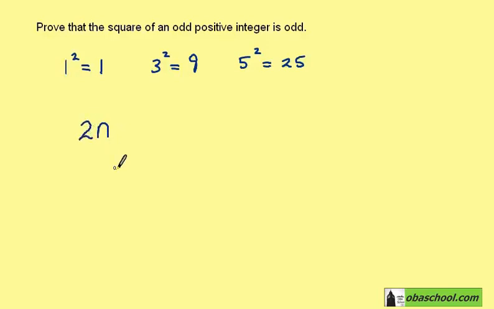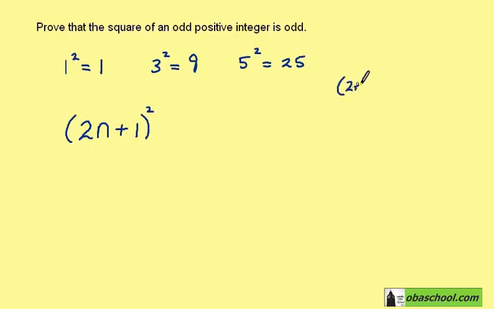2n would be part of the 2 times table and would therefore be even. Remember that numbers alternate even, odd, even, odd. So if we add 1 to an even number, we get an odd number. So let's square this odd number.